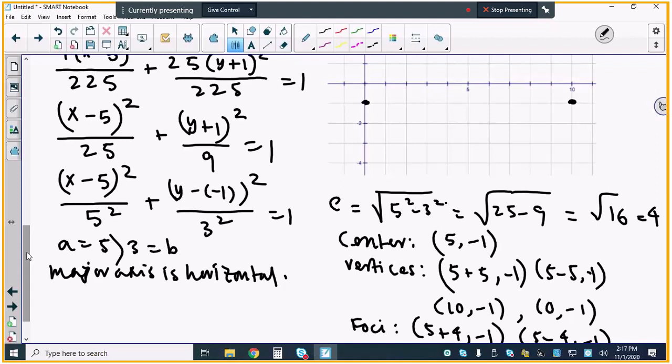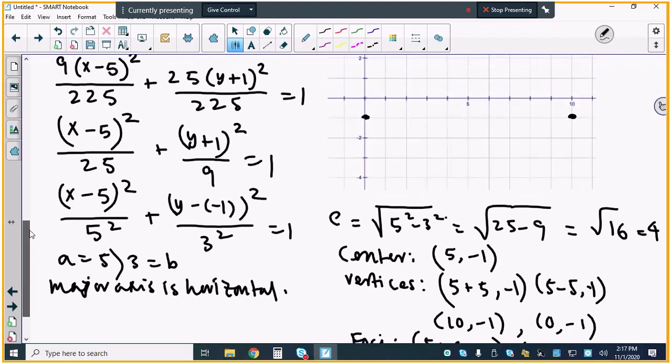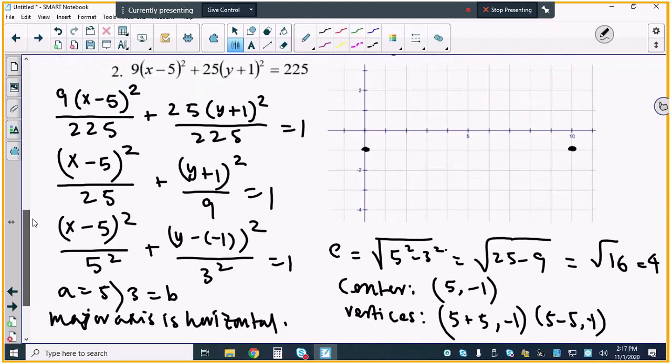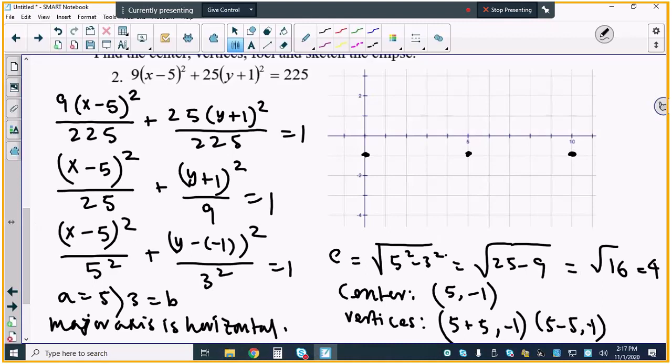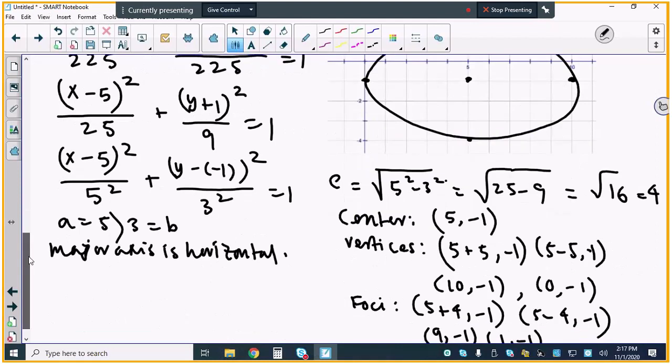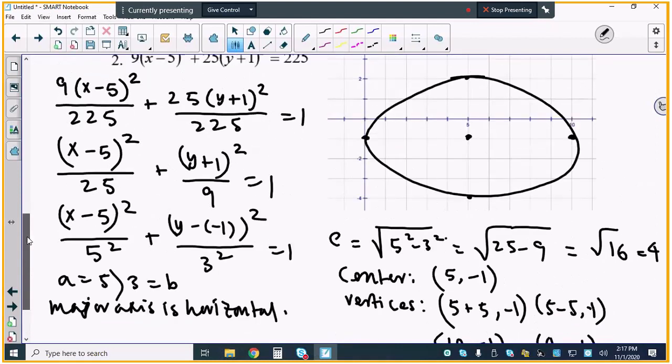And the center of this ellipse is at (5, -1). So this is the center. And then, as I said, 3 units up and down for the minor axis. So 1, 2, 3, so here, and 1, 2, 3, so here. And that is going to give you the shape of this ellipse. Something like that. And the foci are at (9, -1) and (1, -1).